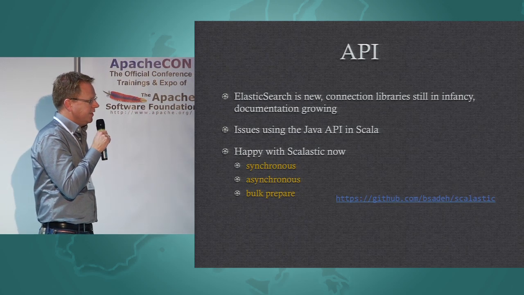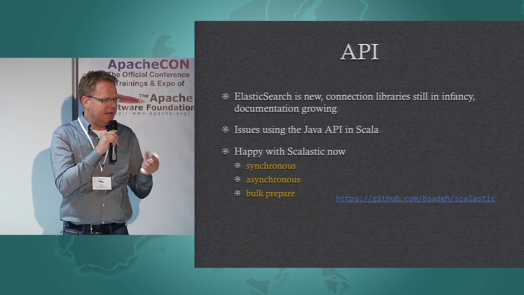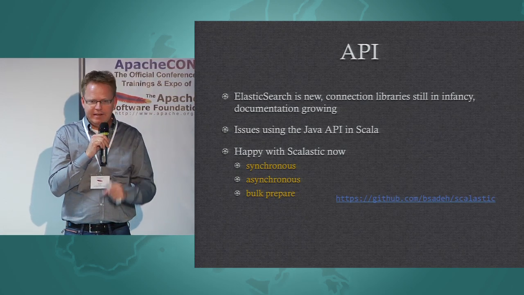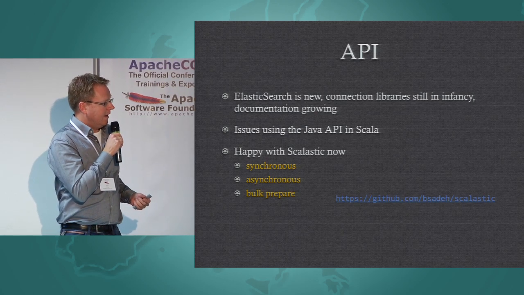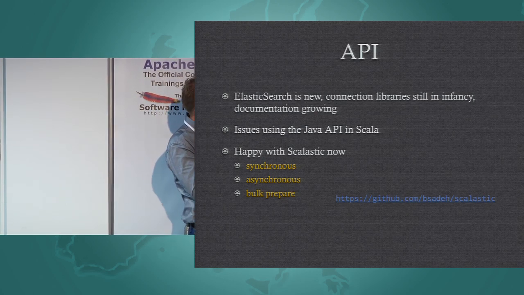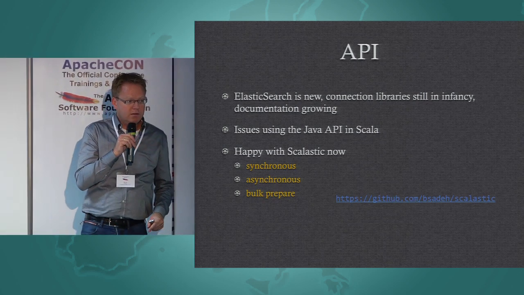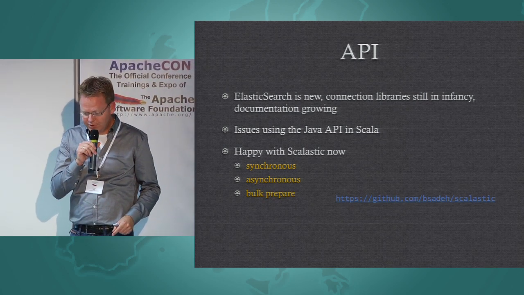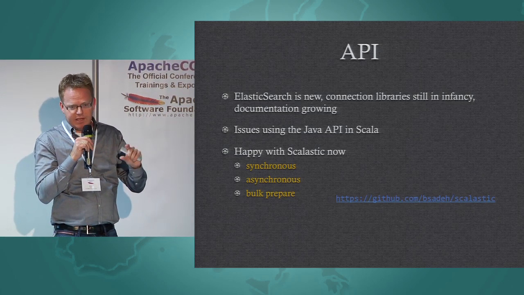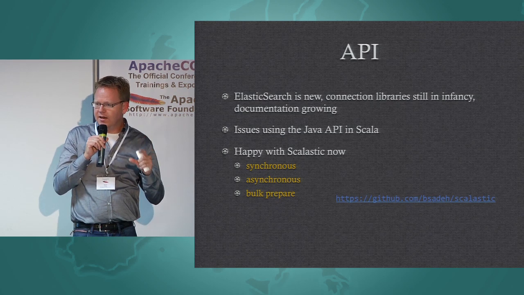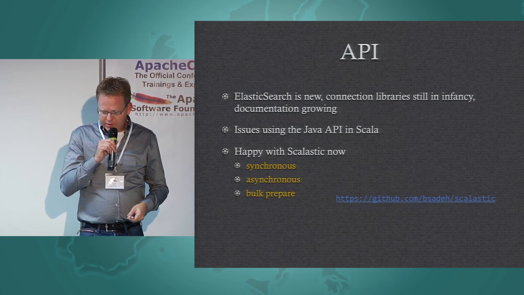We had some issues using the Java API in Scala, as we're using it in a more functional programming way, and part of the Java API wasn't really good at doing that. We ran into some issues there. Currently we're using Scalastic, and there's the URL, by a person who just wrote a little Scala version of the wrapper, which is great for us. It allows synchronous, asynchronous and bulk methods as well in a really clean Scala way.